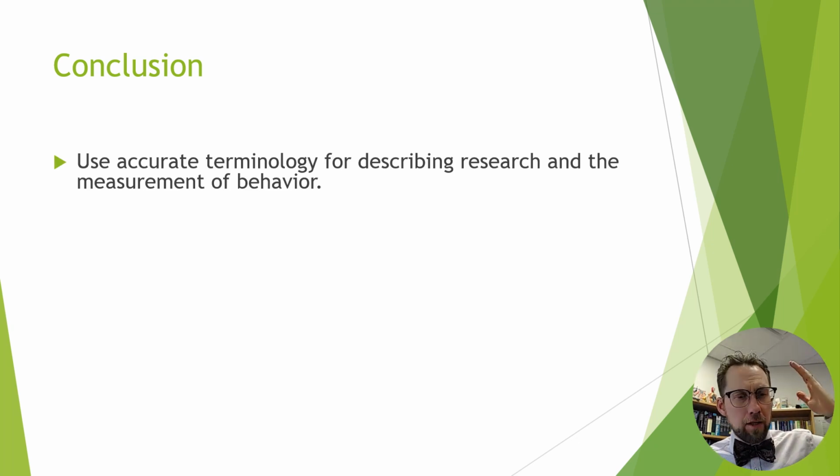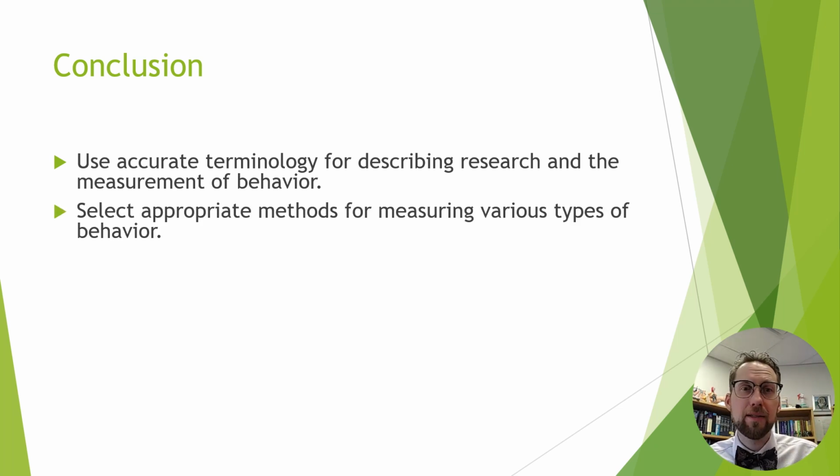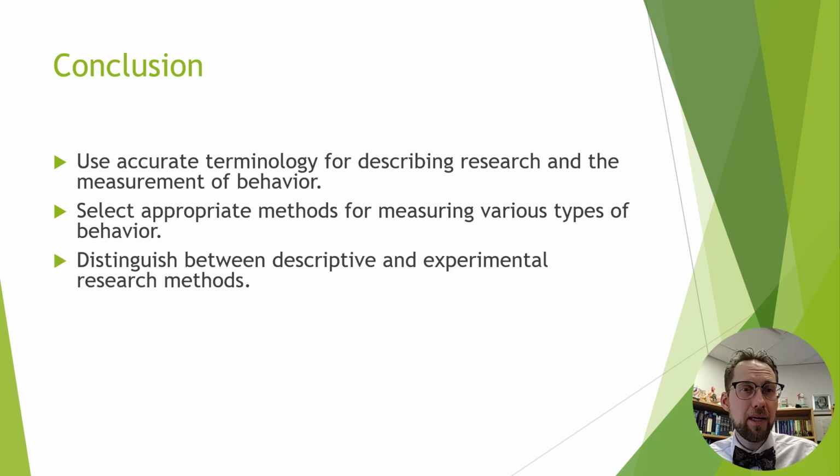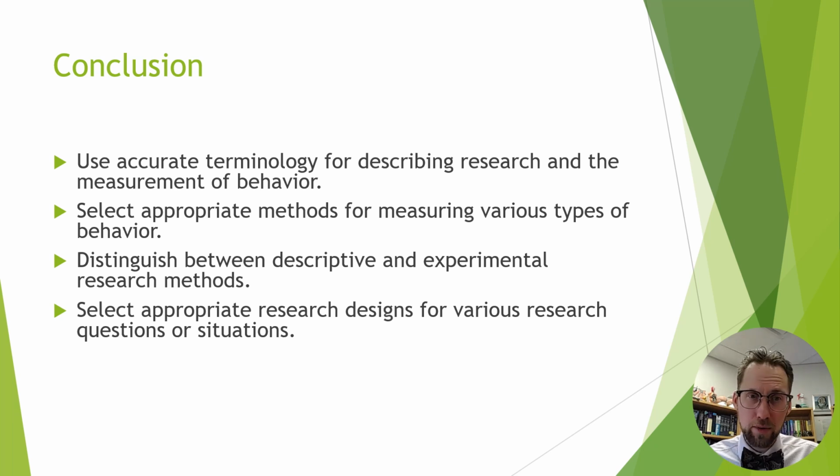So you should now be able to use accurate terminology for describing research as well as measurement of behavior. Some of this terminology you know, I'm assuming at this point, independent and dependent variables, you're at least somewhat familiar with. Some of this stuff like A/B designs is a bit more complicated, but as we go through the course, you'll become more familiar with it. You should be able to select appropriate methods for measuring the different types of behavior. You should definitely be able to distinguish between descriptive and experimental research methods, but there's a really good chance you're already able to do that, especially if you've taken 2713 or 313. That's fairly basic, but if this was new to you, that's perfectly okay too. We'll cover it multiple times in this course.